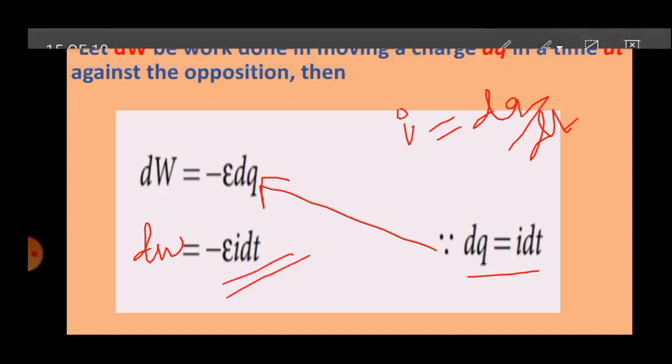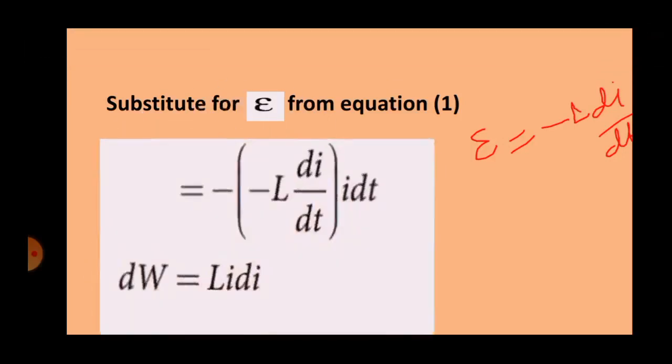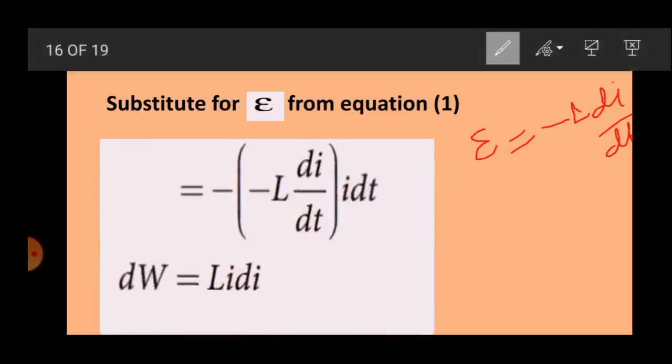Okay, then now substitute induced EMF. This induced EMF E is equal to minus L into di by dt. Now substitute here. Therefore dW, it's nothing but small amount of work done, is equal to minus into minus L into di by dt into I into dt. Now dt into dt is cancelled. Therefore dW is equal to L I into di.